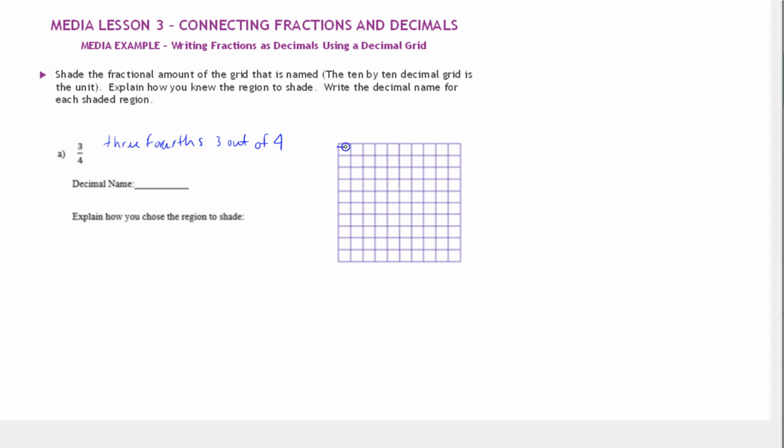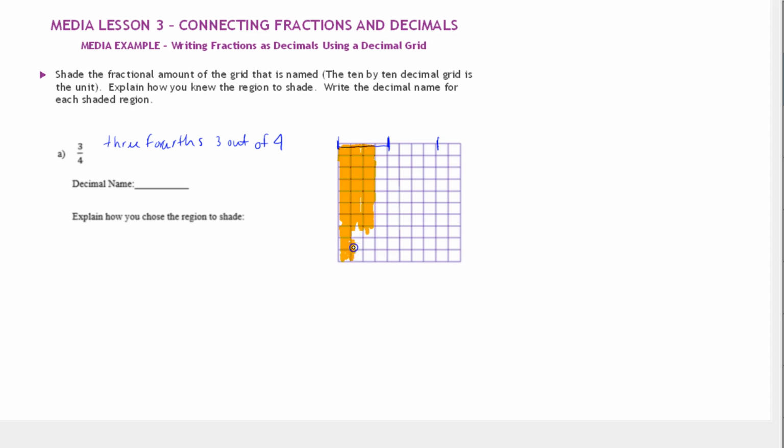So this 1, 2, 3, 4, I'm going to think of this as 4 orange strips like we saw before in other lessons. Here's another 1, 2, 3, 4, and this would be 4 orange strips if I went down. So I'm going to start by shading 3 out of 4 of these. So here's 1, 2, 3. I'm going to shade all the way down. And my goal is to do this for the entire grid.